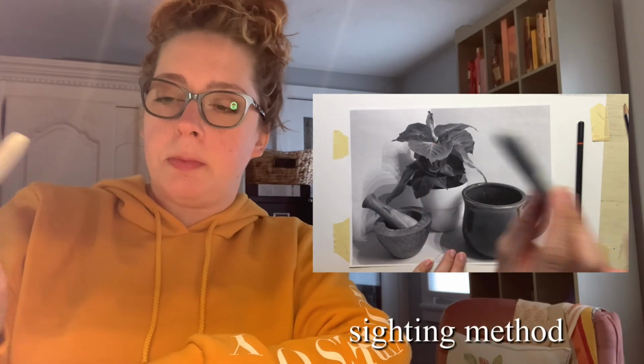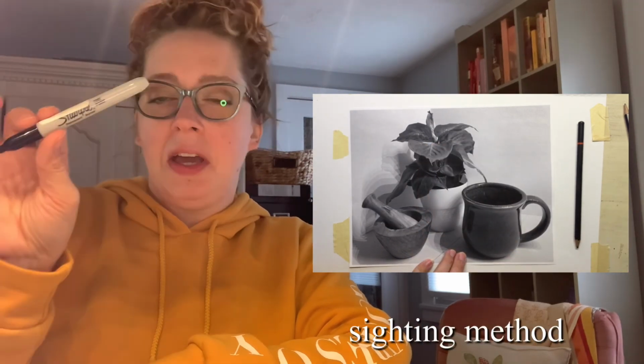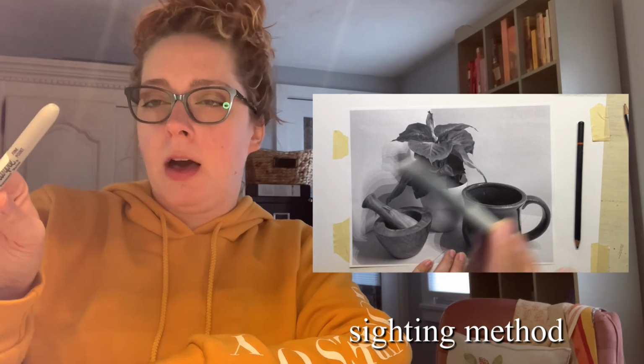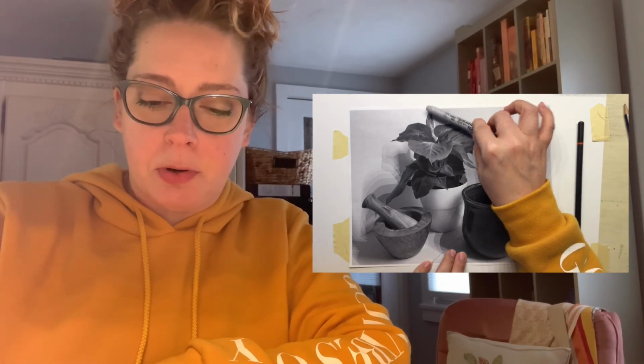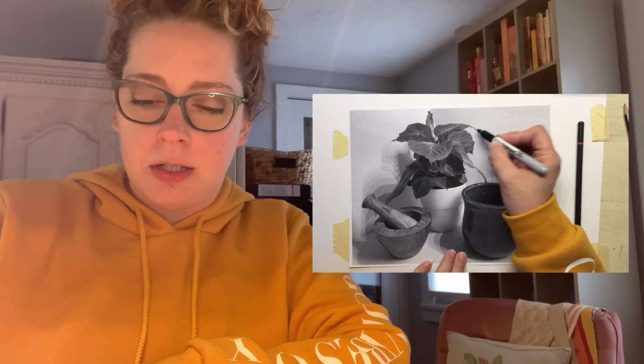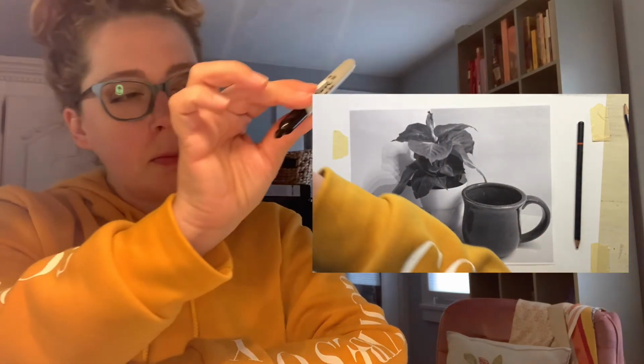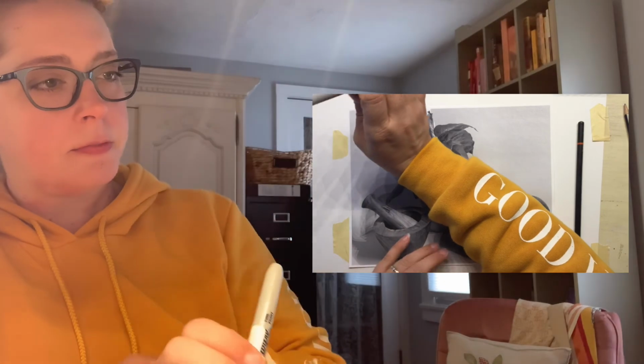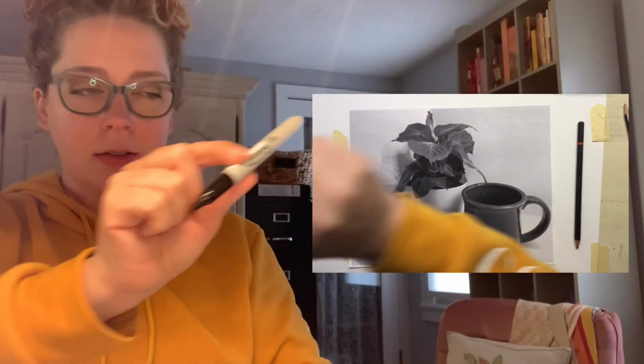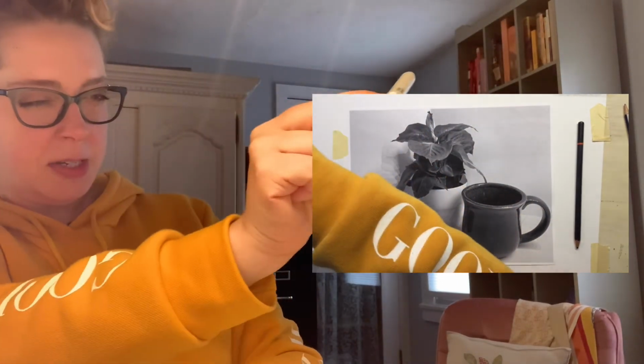And then I use the sighting method. I can use my Sharpie, my pencil, and just kind of get an idea of how far over and down I think the next important part of my drawing should be. So I think that my next important part of my drawing is actually the tip of this leaf. So I would look at my still life and I would map it out. I would kind of use my sighting method to get that angle, and then I would make that next mark on my page.